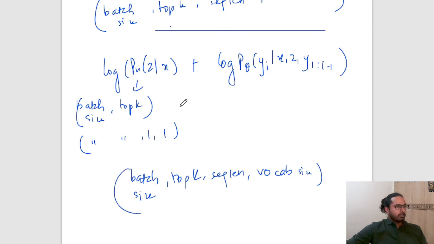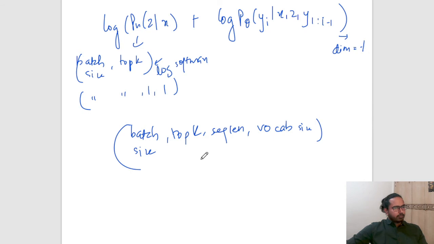One more important thing is that we have taken a log softmax. I keep forgetting to mention the log softmax. So these were the logits for the retriever. These were the retrieval probabilities which we got after taking log softmax of the doc scores. Similarly, we take a log softmax in the dimension equal to -1 for this expression also, which gives us the log probabilities. This tensor represents the probability of each and every token in the vocab for each and every possible position in the target sequence, for each of the possible top-k documents.